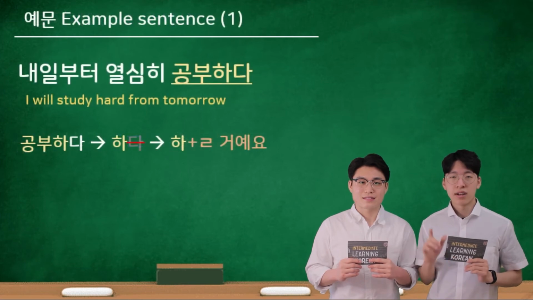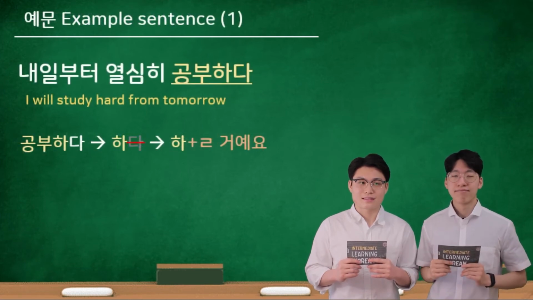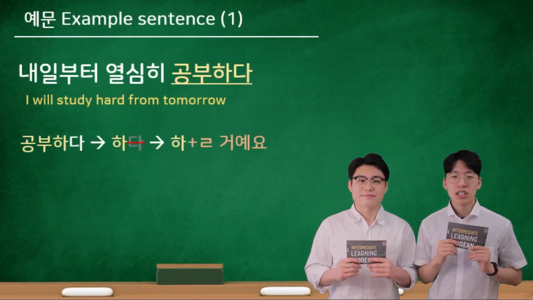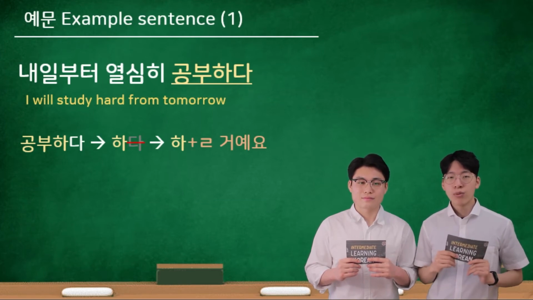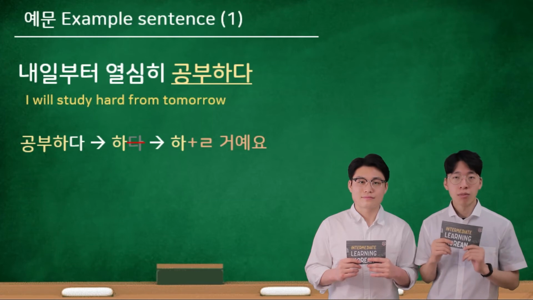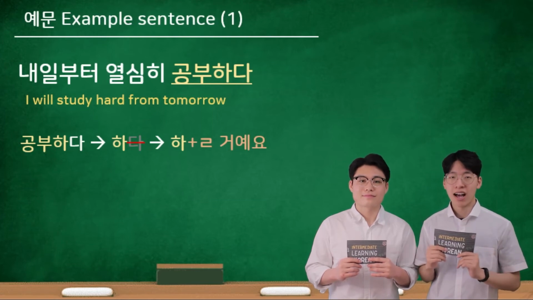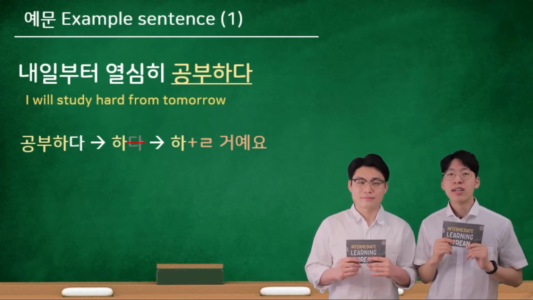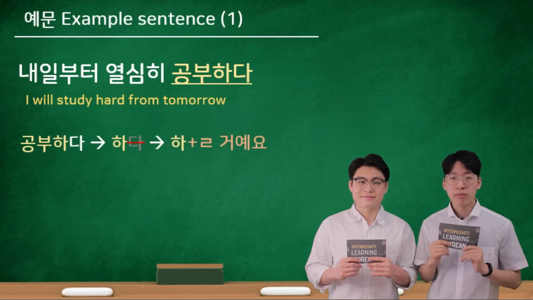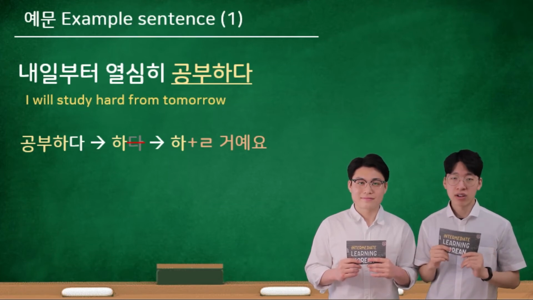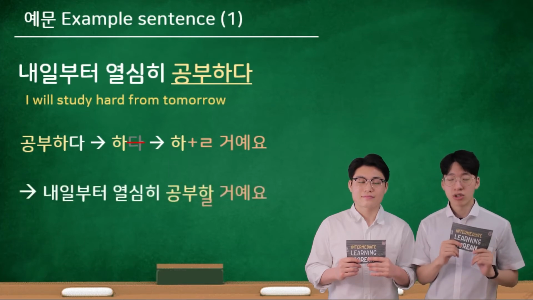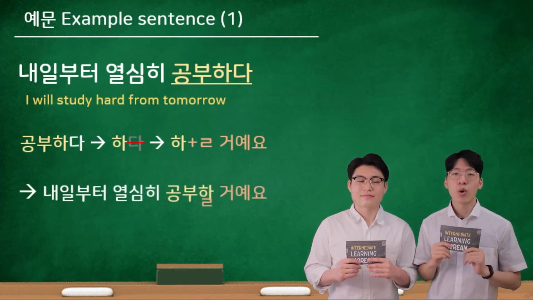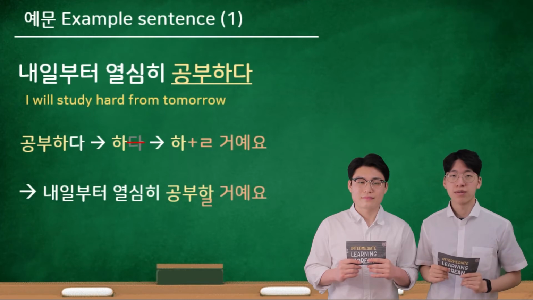Yes, this is the first example sentence. 내일부터 열심히 공부하다. When we remove 다 from the verb 공부하다, we can use ㄹ 거예요 because there is no final consonant. So it becomes 내일부터 열심히 공부할 거예요.